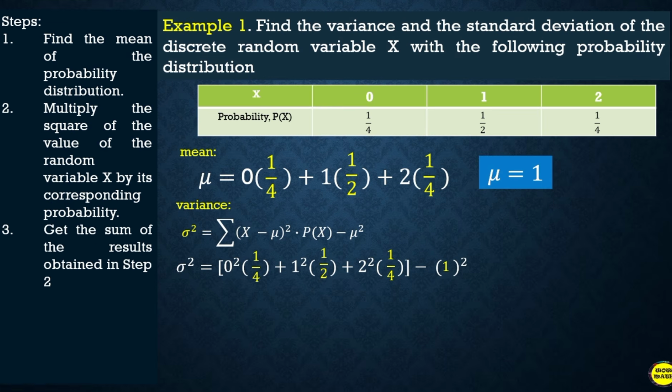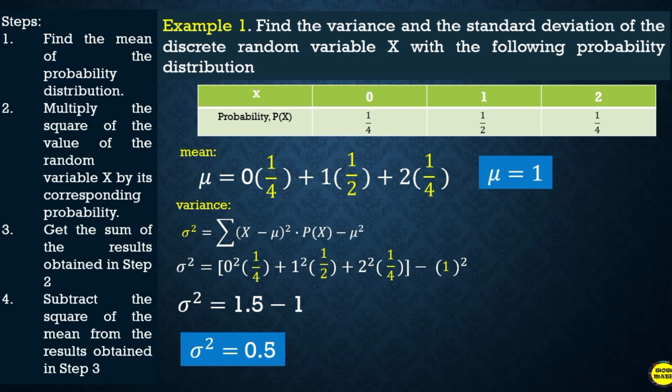So, ang next natin gagawin, get the sum of the results obtained in step 2. So, add natin to. And kapag minultiply natin at kinuha yung summation, that is 1.5. So, ibig sabihin, mula dito hanggang dyan, that is 1.5, minus the squared of 1. So, 1 squared is still 1. So, ang variance natin dito is 1.5 minus 1. The answer is 0.5. Okay? So, ibig sabihin class, the variance ng example number 1 o yung probability distribution nito is 0.5.